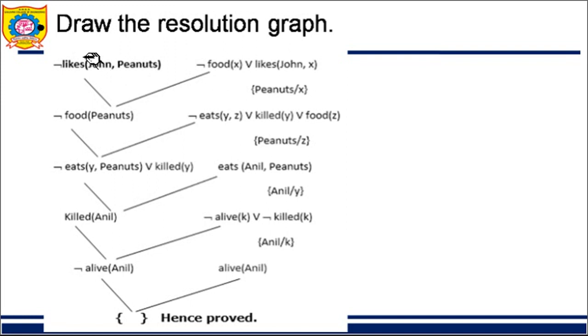So what I need to do is negate them, if I replace X by peanuts. Okay, so I remove this, I remove this. So resolution is done. What remains behind is food peanuts. Now X is not there. In place of X I have peanuts.